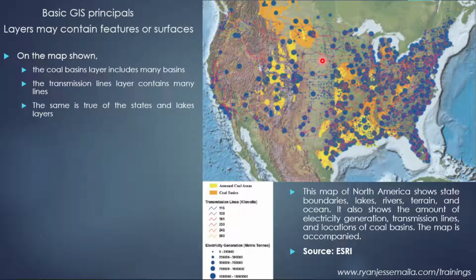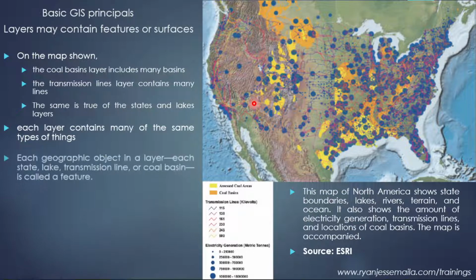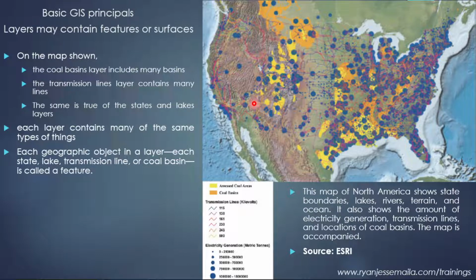The same is true for the states and lakes layers, which will show you the type of the state. Each layer contains many of the same type of things. So it's very important to understand that each layer will contain the same thing, like transmission lines in this case. It's all transmission lines. The only difference is that they have different sizes of kilowatts. And that's how layers are organized.